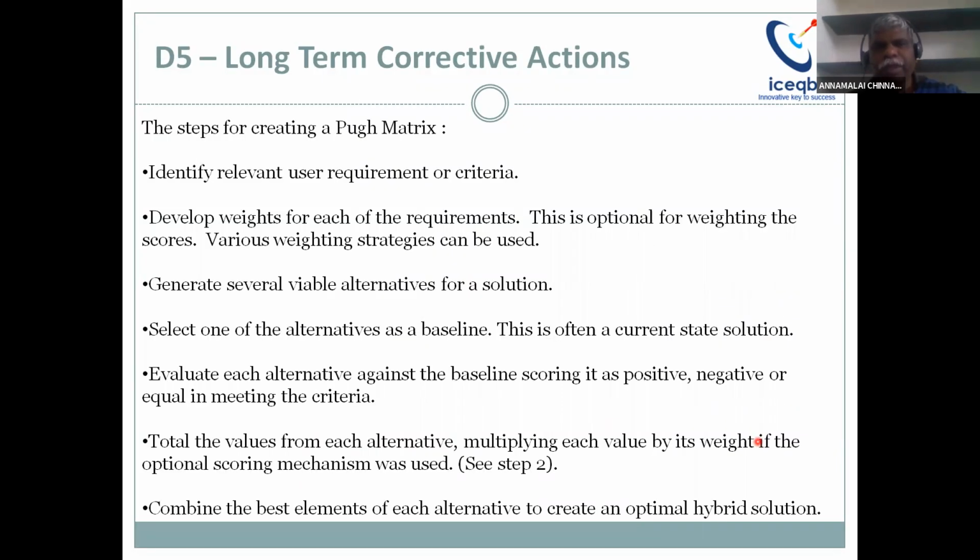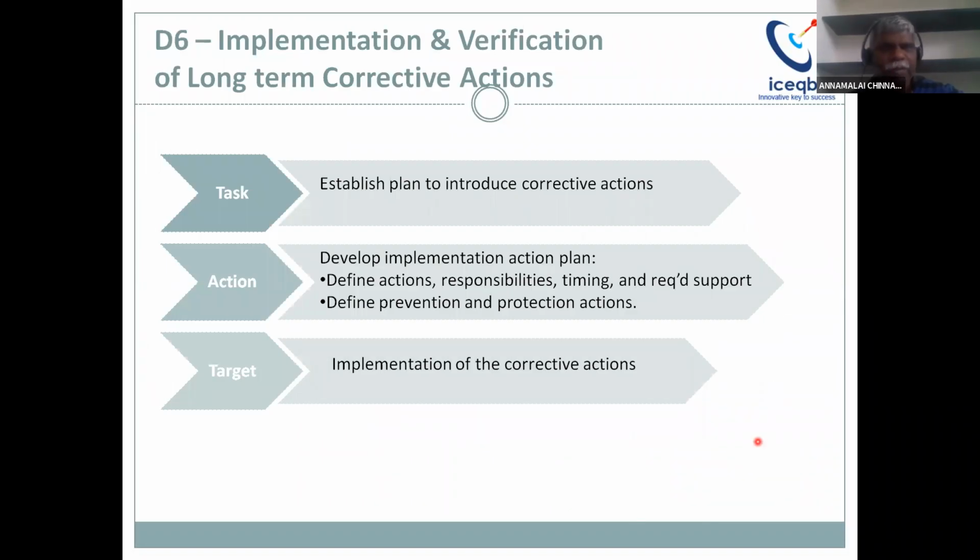Okay. So any doubt in whatever you have covered so far up to step 4 or 5? Any doubts?